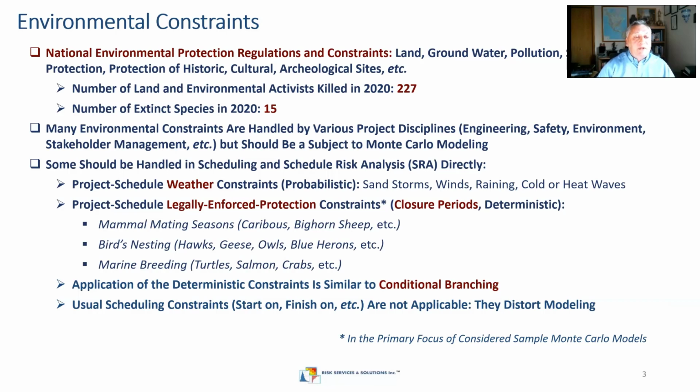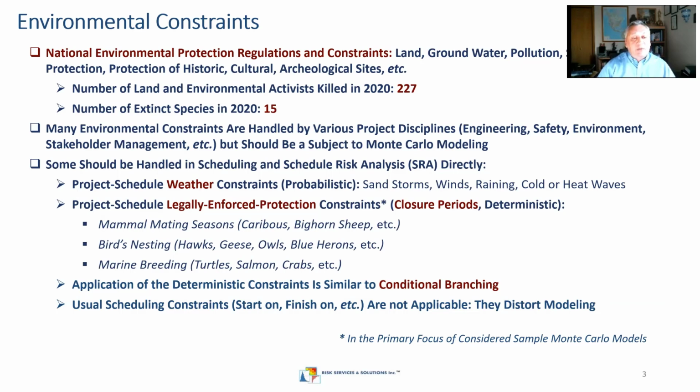So many environmental constraints are handled by various project disciplines like engineering, safety, environmental, stakeholder management, and so on. Of course, all those risks and issues should be factored into PRM and finally into Monte-Carlo modeling in order to come up with the final contingency. But some of those constraints should be handled directly by scheduling and in schedule risk analysis.